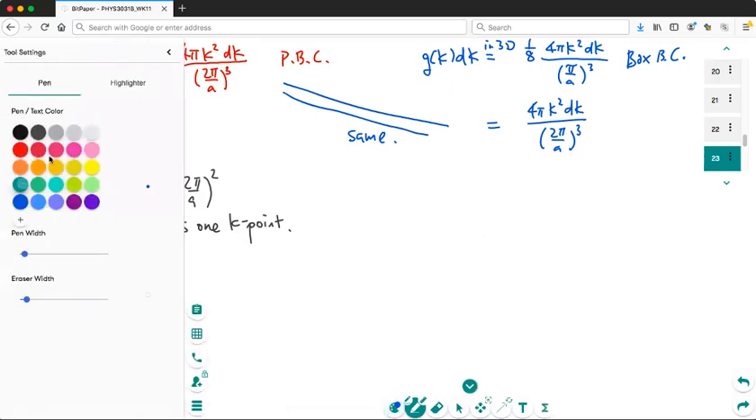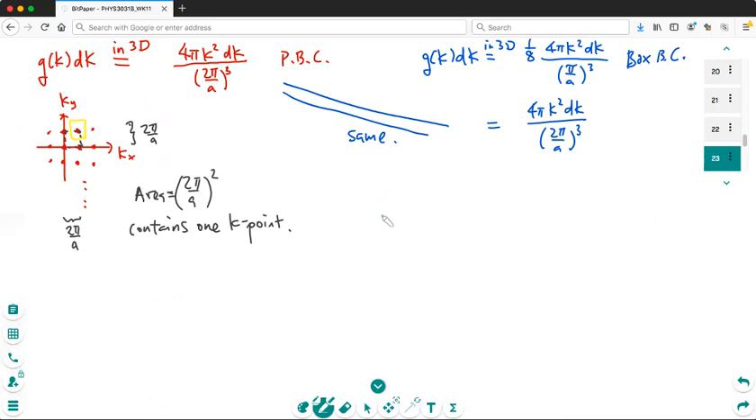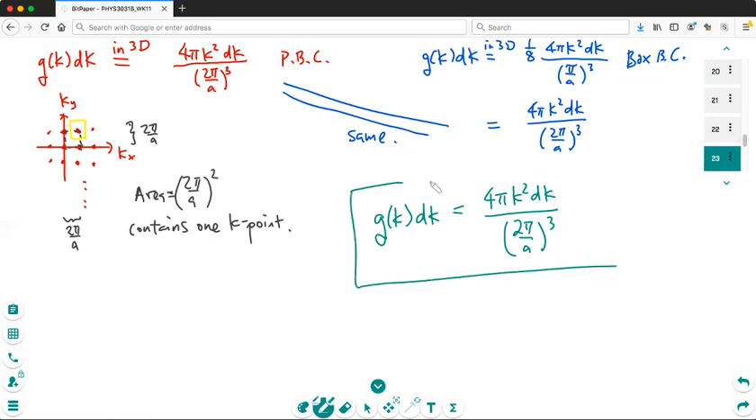So I'm going to box one for you. Actually, I'm going to rewrite it for you. And this is the 3D result, which is very important: dk 2 pi over a cube. This result is a good starting point for you to get G of energy times d energy. How do you go from here to here?